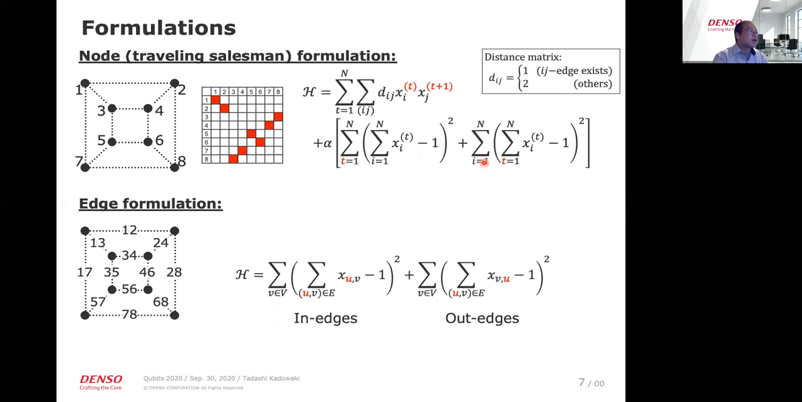The other formulation is edge formulation. In this formulation, we assign edges as variables. We only have constraint terms regarding in edges and out edges.